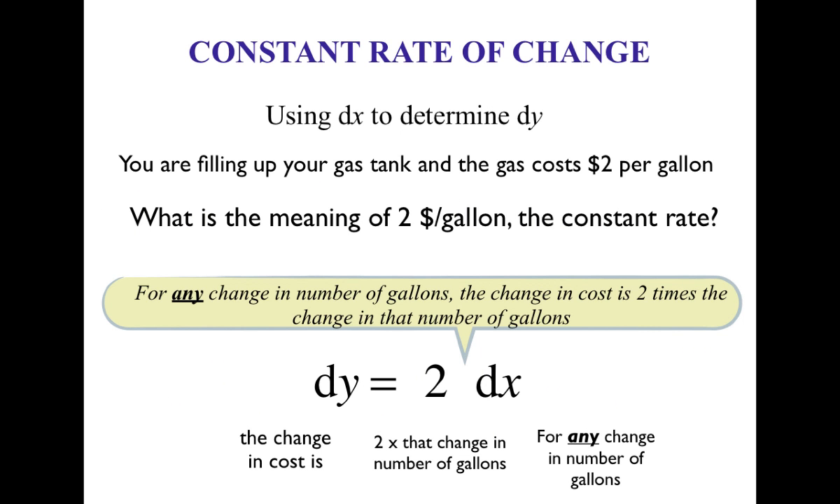Okay, so this expression, dy equals, in general, m dx, where m is the constant rate of change. So dy equals m dx is kind of the broadest meaning of m. So in this case, the meaning of that $2 per gallon, your broadest meaning is that for any number of gallons that you buy, the increase in your cost is going to be 2 times that number of gallons.